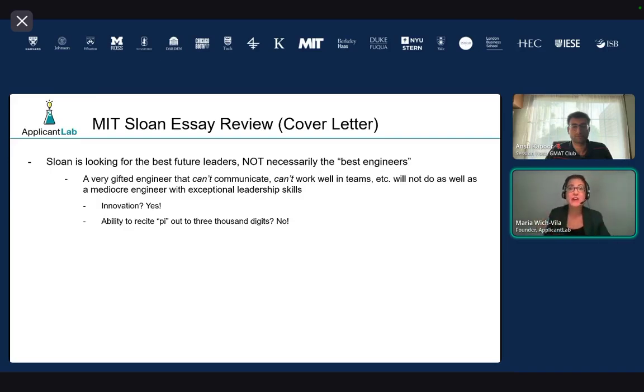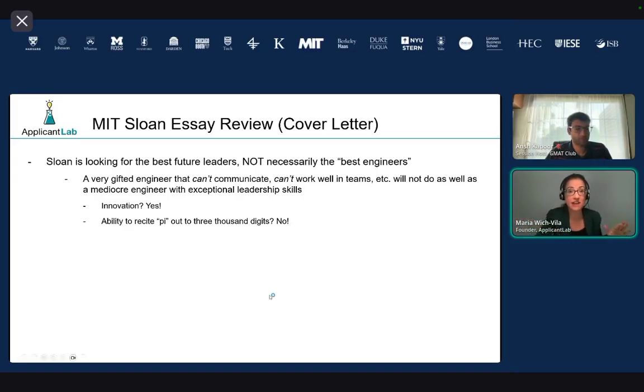So to be clear, if someone's a very, very gifted engineer, like, whoa, anything they touch works perfectly. But if they can't communicate, if they can't work well in teams, if they can't lead others, they're not going to do as well in this application process as someone who might not be that great of an engineer. Maybe they're kind of mediocre, but wow, every time they lead a team, they get it done. They like each other at the end. The clients are like, we love this, please send them back, we want to do more projects with your company, we love you guys. Right? That second person that I described is more likely to be able to win over the hearts and minds of the Sloan Admissions Committee.